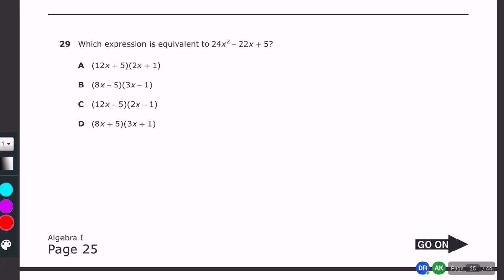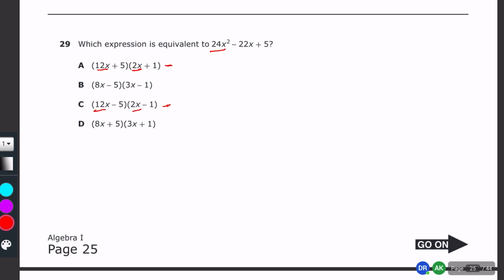Next, going into the 29th problem. Which expression is equivalent to 24x square minus 22x plus 5? So now here we have to find an expression such that it satisfies one of these. You can see here 12x into 2x will give you 24x square, and 12x into 2x will give you 24x square. So now it can be the option between A and C. This is one of the easiest ways to find this out.